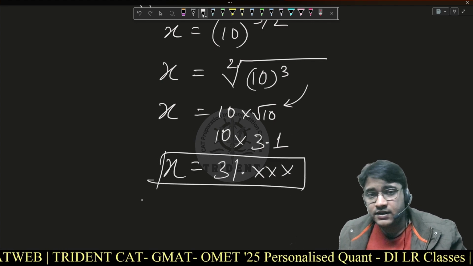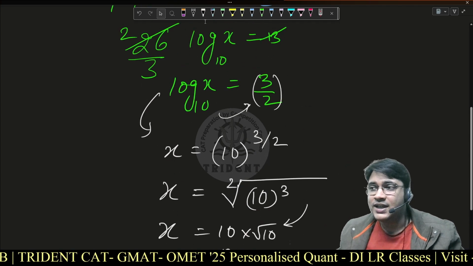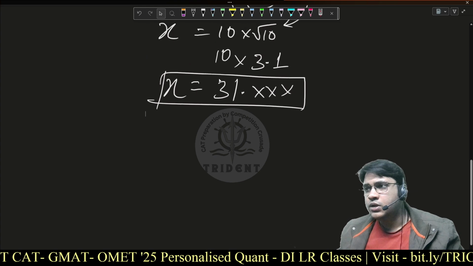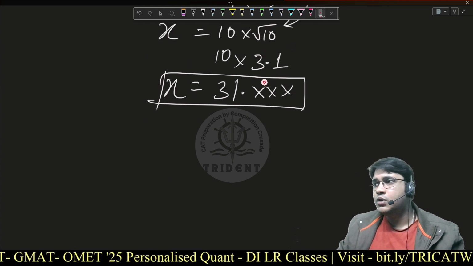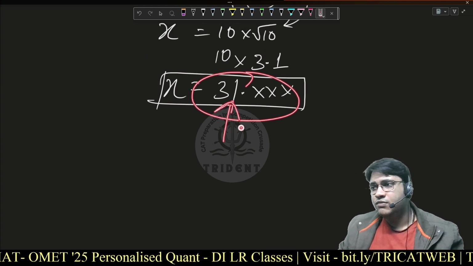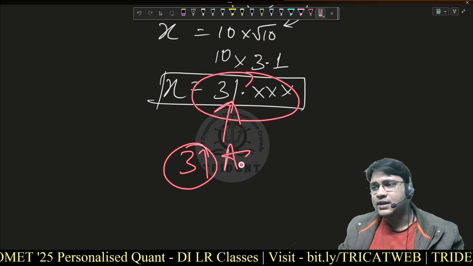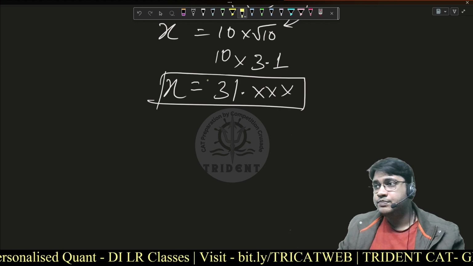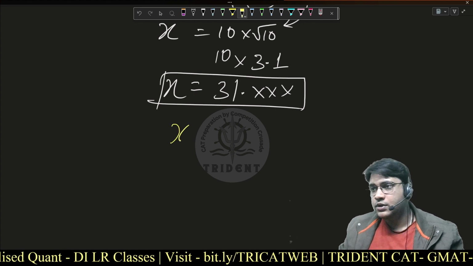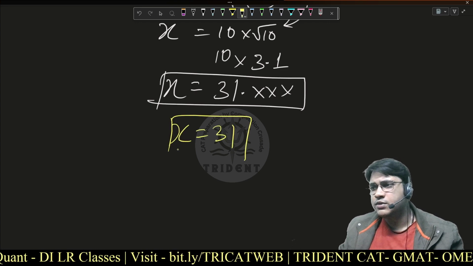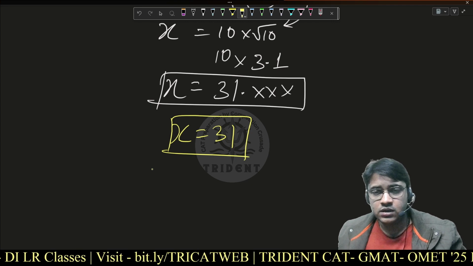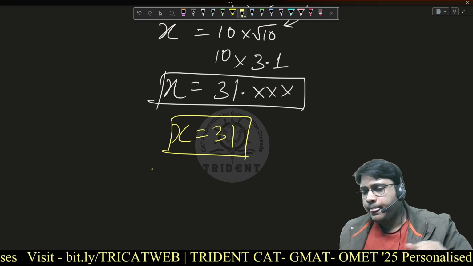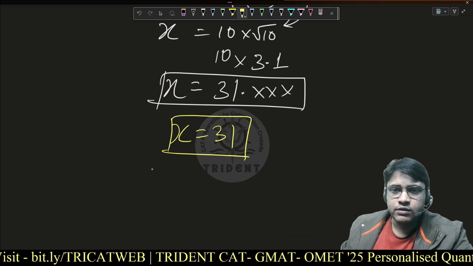They have said in the question, if you remember, greatest integer not exceeding x. So remember, the greatest integer that would not exceed this x is obviously going to be 31, and that has to be my answer. So in the box you have to substitute 31. Basically this was a type-in-the-answer question. So this was an easy question.